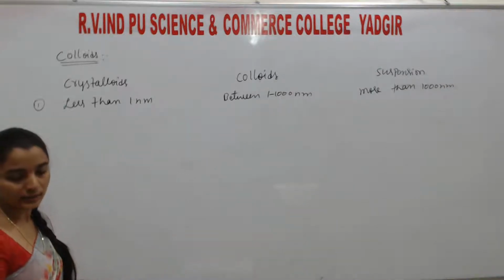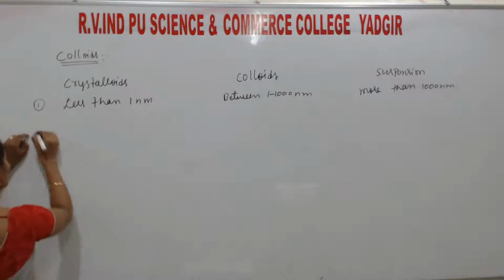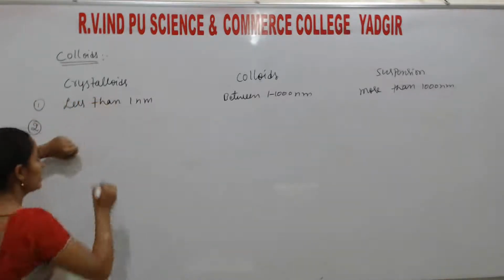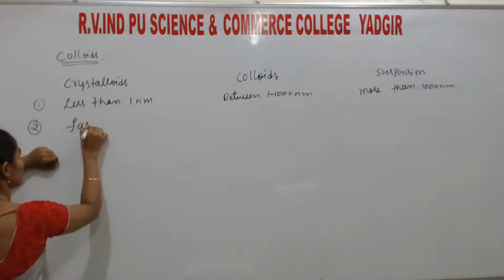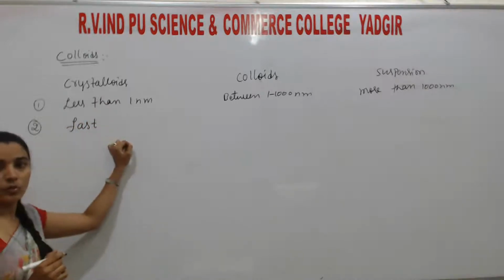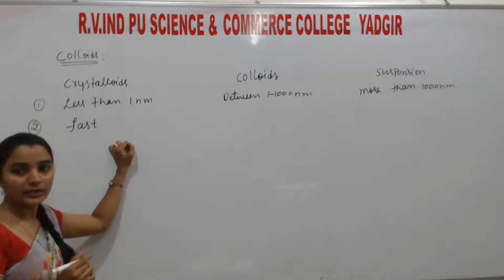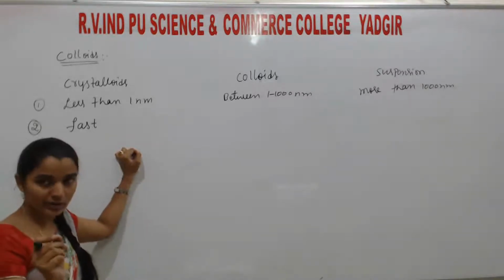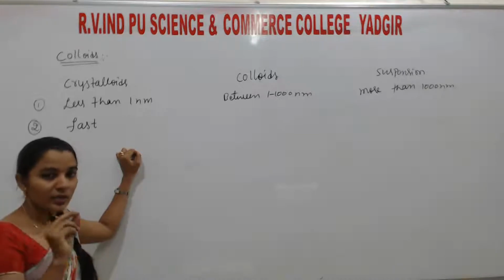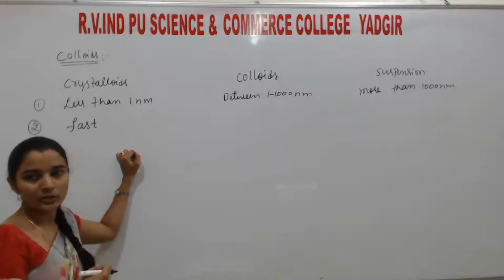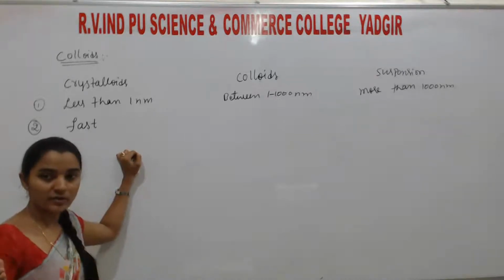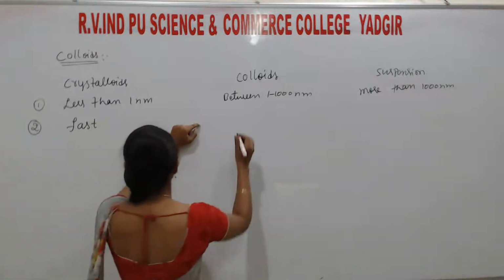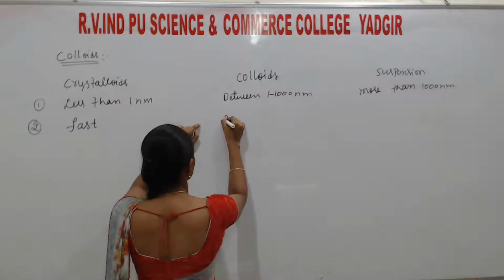Particle size. Okay, so the second one is the movement of the particles. In crystalline, the movement of the particles is fast. Means a sugar solution is there, it is very small in size. If we shake it, we cannot see the movement also because it is so fast. Okay, so next here, particles move slowly.